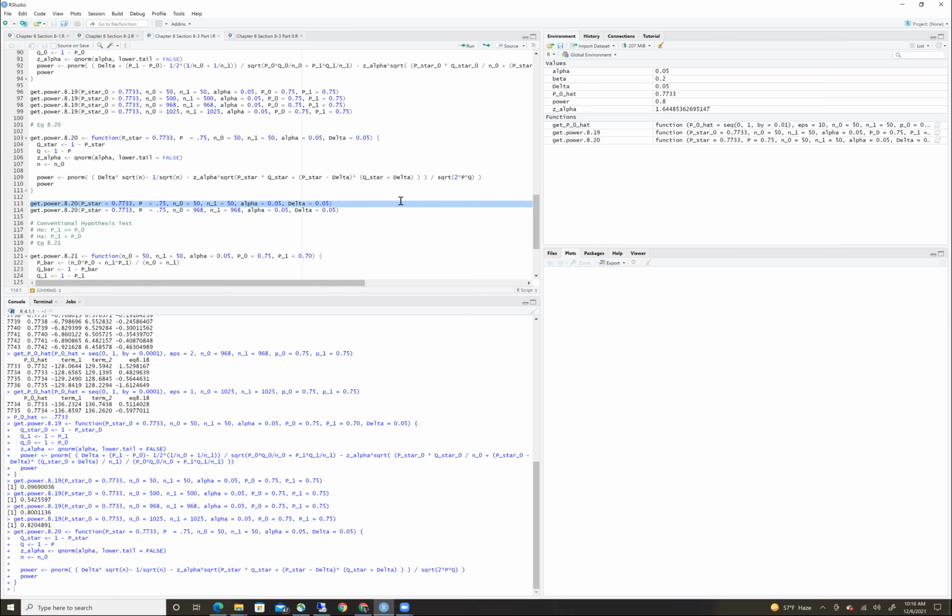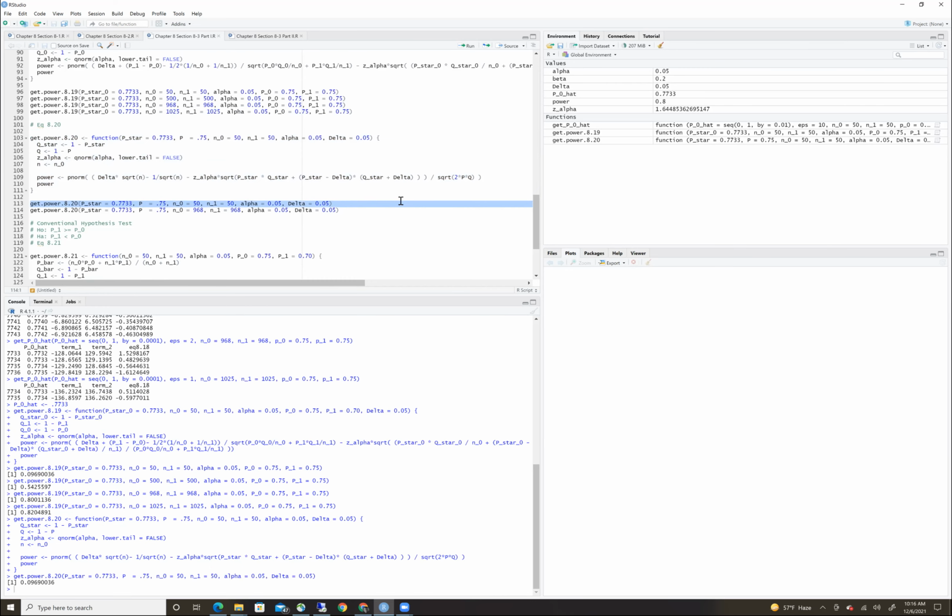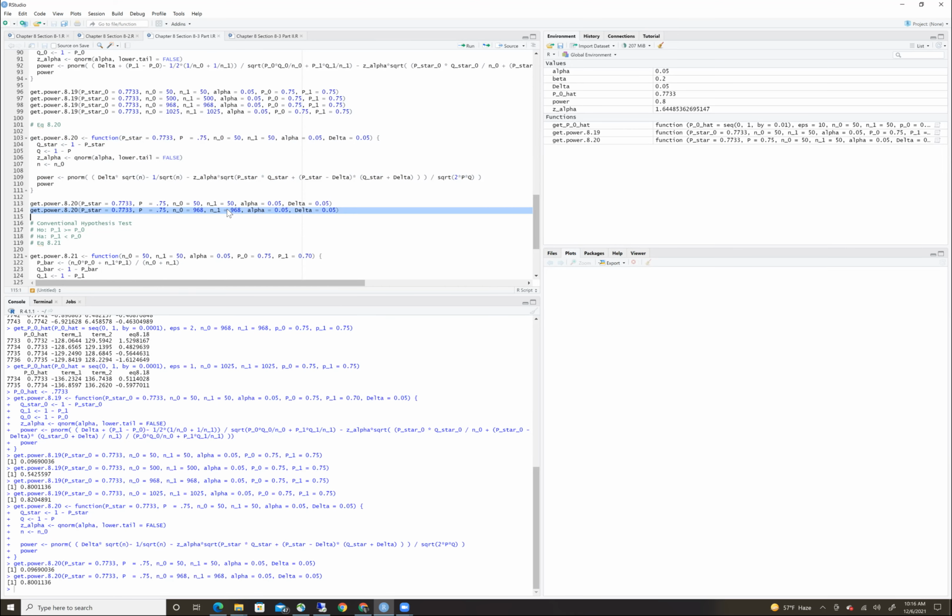Once again, we could say, okay, when the sample size is 50, what is the power in this situation? Or we could look at this for 968. We get those same values of power, which we should, given the scenario that we have.